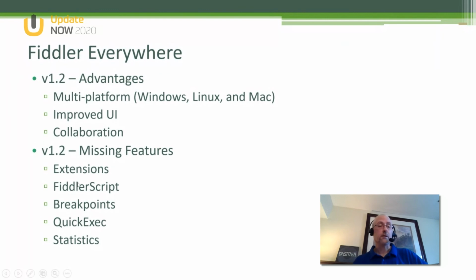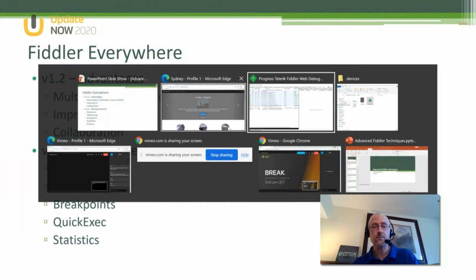At this point, they're still missing extensions, Fiddler script, breakpoints, quick exec. So it continues to improve with every release, and they're adding more and more features. I would say right now, Fiddler Everywhere probably does 90% of what average developers want to be able to do. So you get all of these advantages. If it turns out something that we talked about in this talk where you say, I really need an extension or I need to do a breakpoint, that's where you should still be looking at Fiddler Classic.